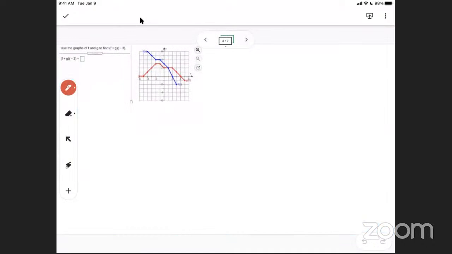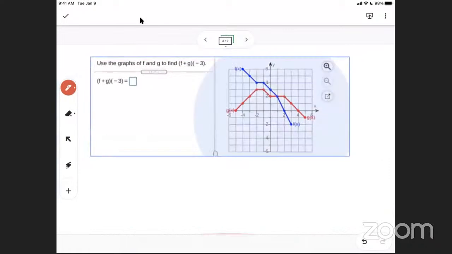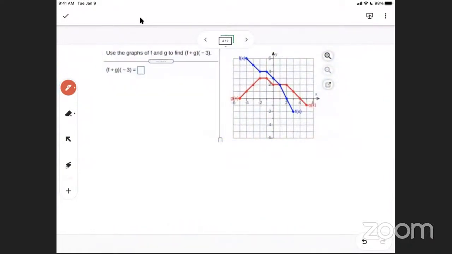All right, now it says use the graphs of f and g to find. So now this is a little bit different. Now they're just saying use the graphs to find what f plus g of negative 3 is. So this would equal f of negative 3 plus g of negative 3.